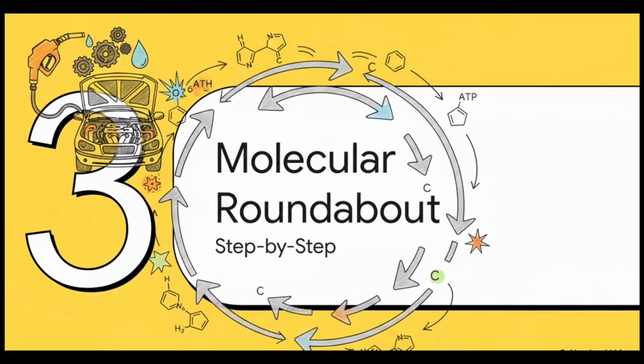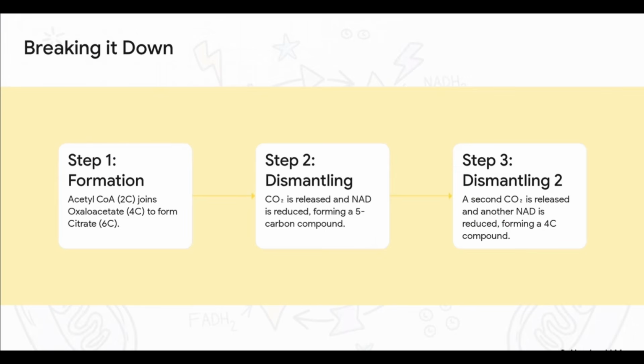Okay, we've got our fuel, we've got our parts. It's time to pop the hood and watch this engine run. We're going to follow the carbons as they go through what is basically a molecular roundabout. So first up, our 2-carbon fuel, acetyl-CoA, joins up with the 4-carbon oxaloacetate. 2 plus 4 gives us a 6-carbon molecule called citrate.